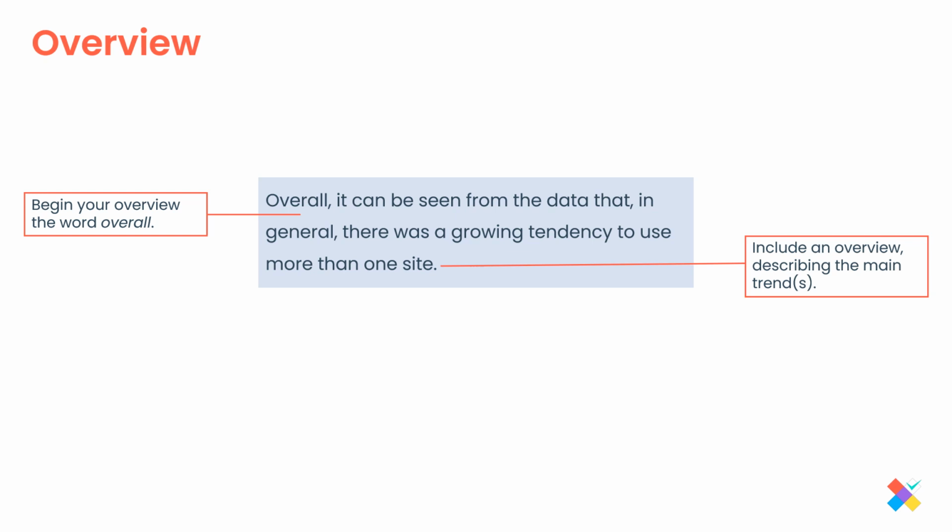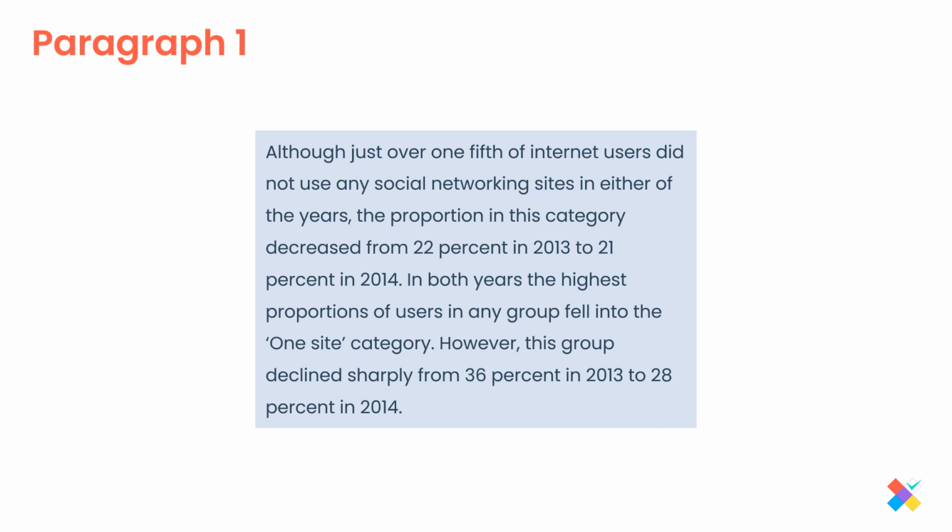And in the overview, which is one sentence long in this situation, you have to describe the main trend or trends. So far we've got two sentences, right? We have written the introduction, we have given the big picture, now we have to get into details. All right, this is the first paragraph. And I would like you to have a look.